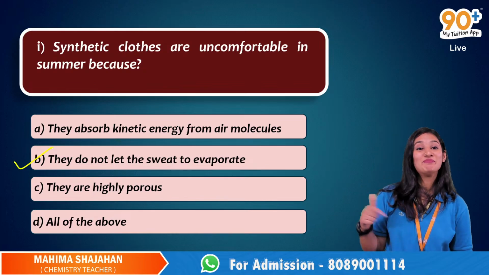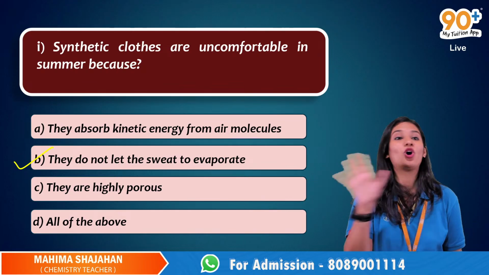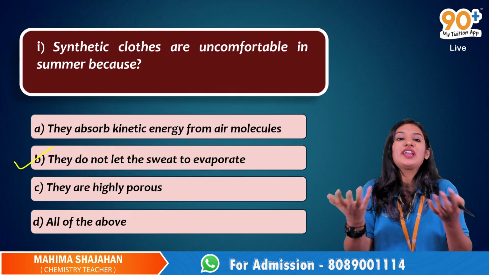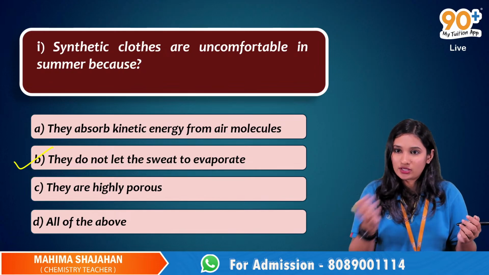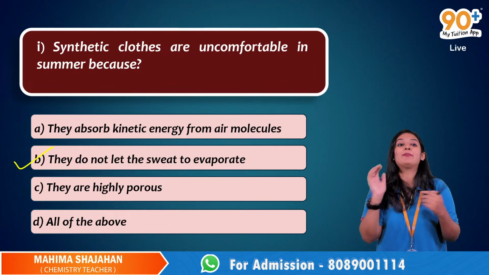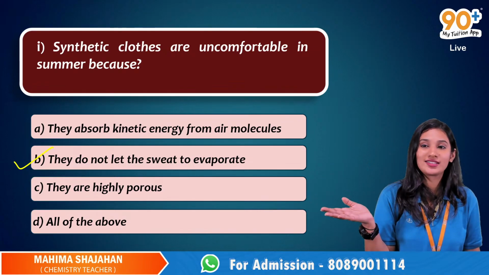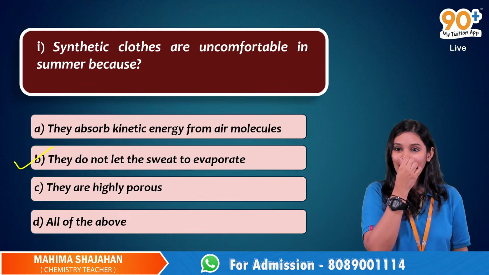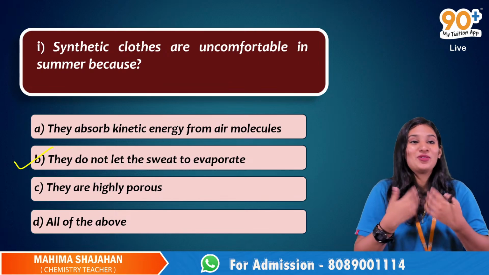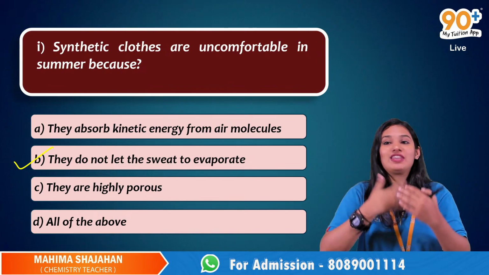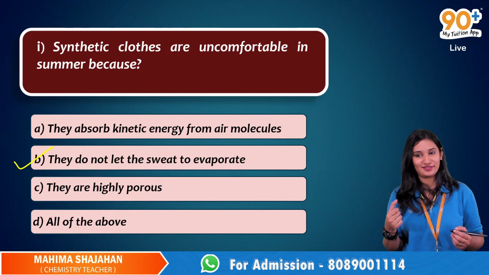Okay, option B. Why? Synthetic clothes are not porous, so they will not absorb sweat and they will not allow it to evaporate. So what is the best option for summers? It is to use cotton clothes. Cotton is porous, they absorb sweat and they will what? Allow easy evaporation. They will make evaporation faster. So the correct option is option B. Yes, very good, very good.